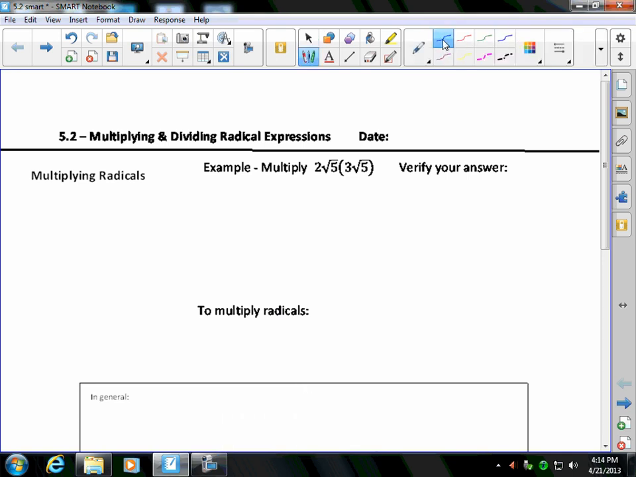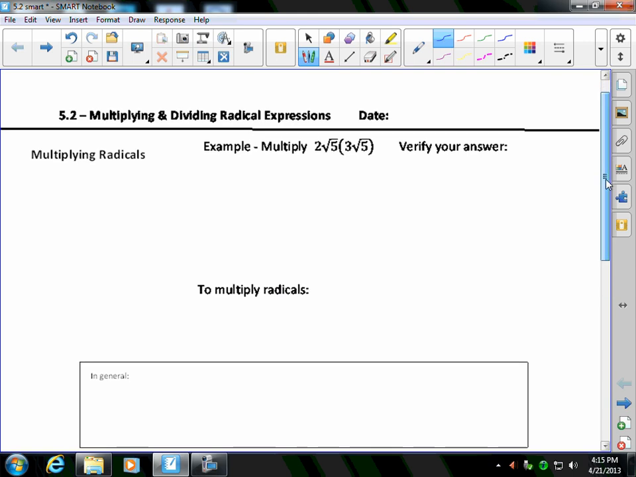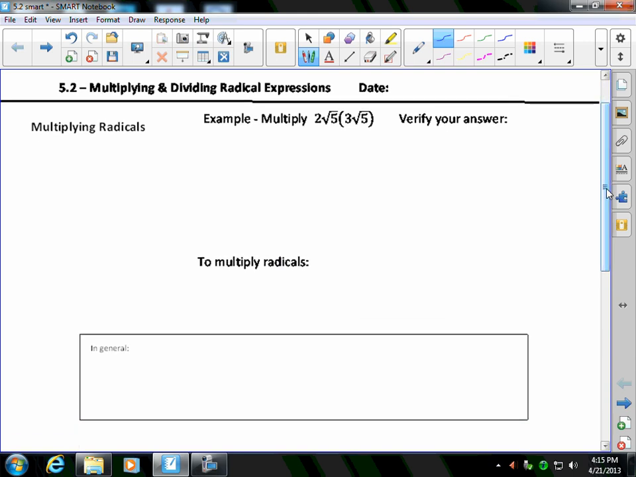Okay, in the last section, or the first section of chapter 5, we just reviewed a little bit about radicals and what you could do with them, like adding and subtracting them. And now what we're going to look at is multiplying and dividing radicals. And just like with fractions, multiplying and dividing is always a little bit easier to do than adding and subtracting. So for our first example, 2 square root 5 times 3 square root 5.